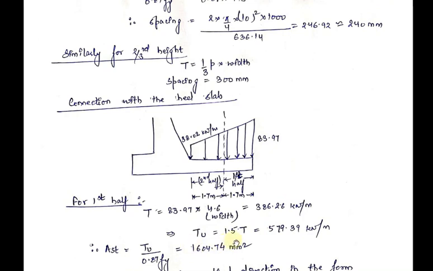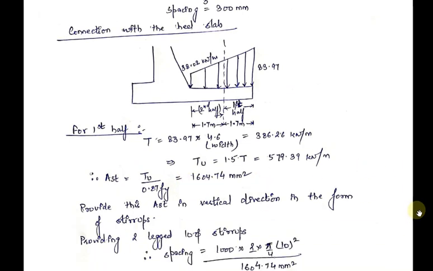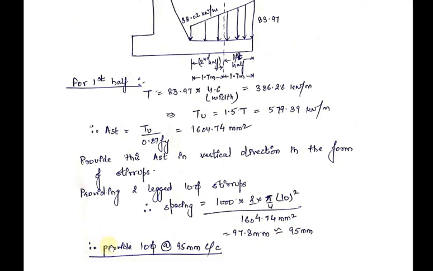Now TU can be calculated by this formula, 1.5 into T. Then AST can be calculated by this formula. Now again we will assume that we are providing two-legged 10 dia stirrups. So the spacing can be again calculated by the same formula, which will come out to be 97.8 mm. Therefore we will approximately take it equal to 95 mm. Therefore, we will provide two-legged 10 dia stirrups at 95 mm center to center. So this is the reinforcement which we have to provide for the first half.